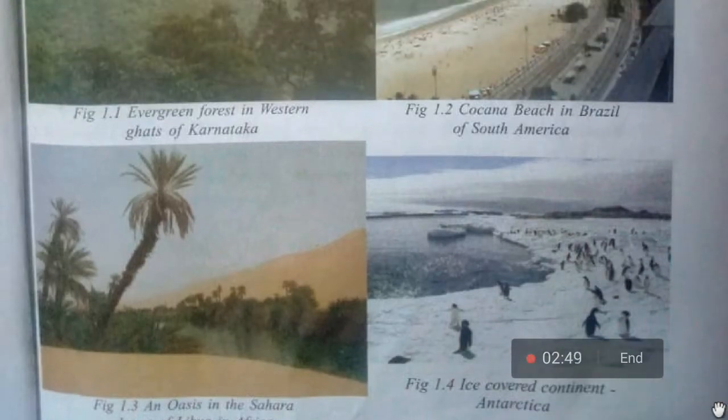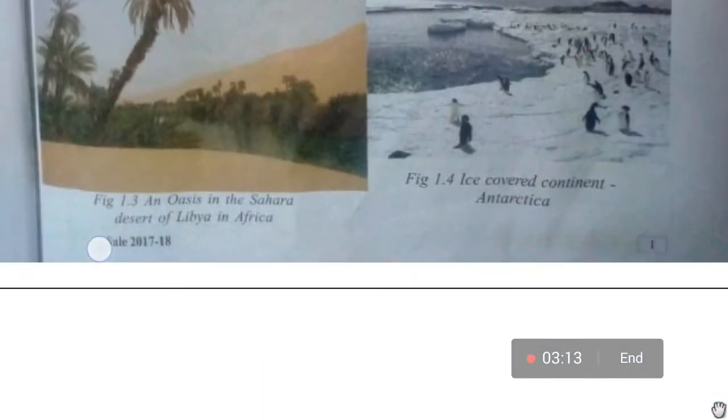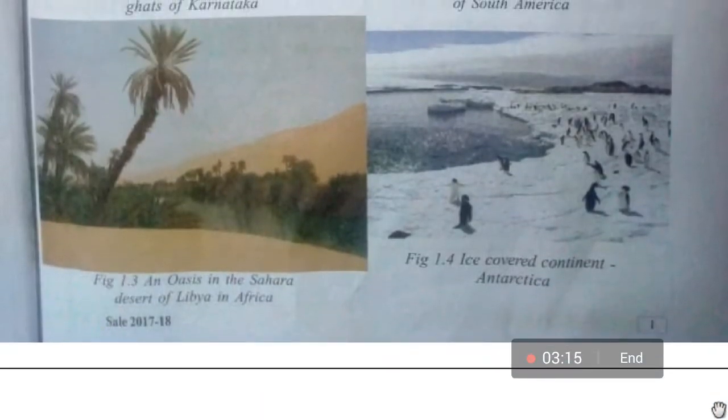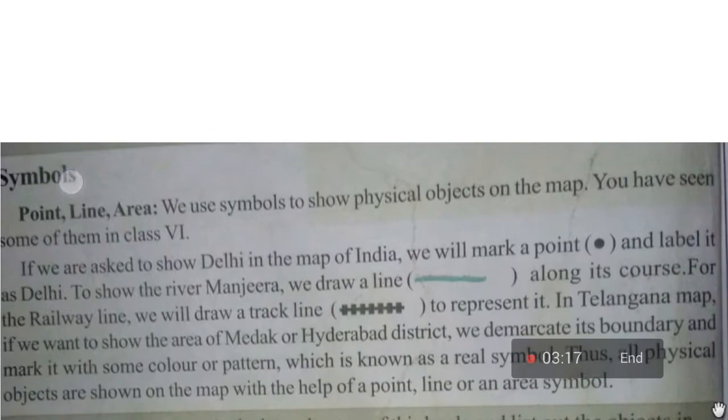See these four maps are different kinds, showing different pictures. So we need different kinds of maps to show the different kinds of land masses or different kinds of varieties that are there on the land. This is the reason why we are using different kinds of maps.